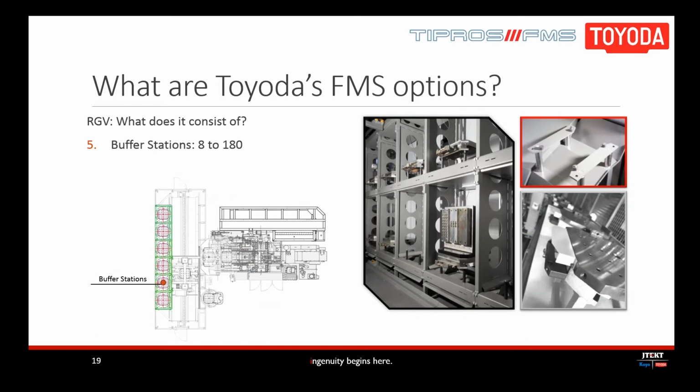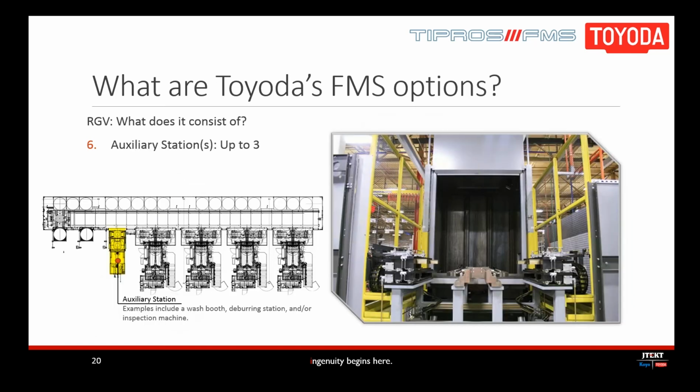As you add more machines and loading stations to the cell, you will need more buffer stations to store your pallets. A cell can hold from 8 to 180 buffer stations. An option is an auxiliary station. These stations can be a wash booth, a deburring station, or an inspection machine. The system allows up to 3 auxiliary stations to be integrated into a cell. The photo on the far right shows a wash booth that one of our customers put on their system.